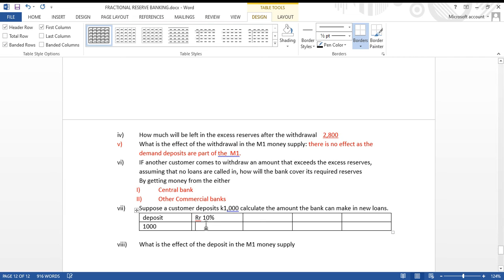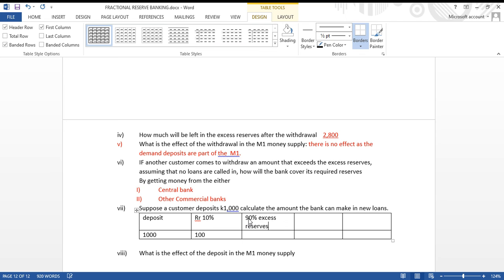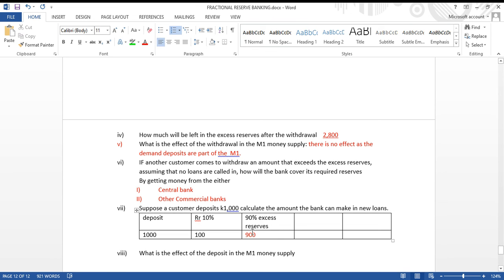So the bank will keep 100 kwacha. Then the other 90%, the percentage of the excess reserves, can be used for loans. So the amount the bank can make in new loans is 900, from this 1,000 which has been deposited.